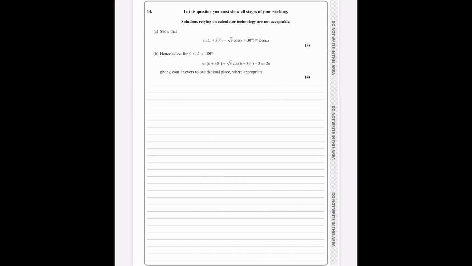Alright, question number 14. So sine of x plus 30 plus root 3 lots of cos of x plus 30. If you wanted to, you could do a substitution, y equals x plus 30. Some people prefer doing it that way, and then reverse the substitution afterwards. I'm not going to. I'm just going to leave the x plus 30 and treat it as its own object. And so I'm going to compare the expression with my expansion for r cos of x plus 30 plus alpha. So it's the same as r cos of x plus alpha as it normally is.